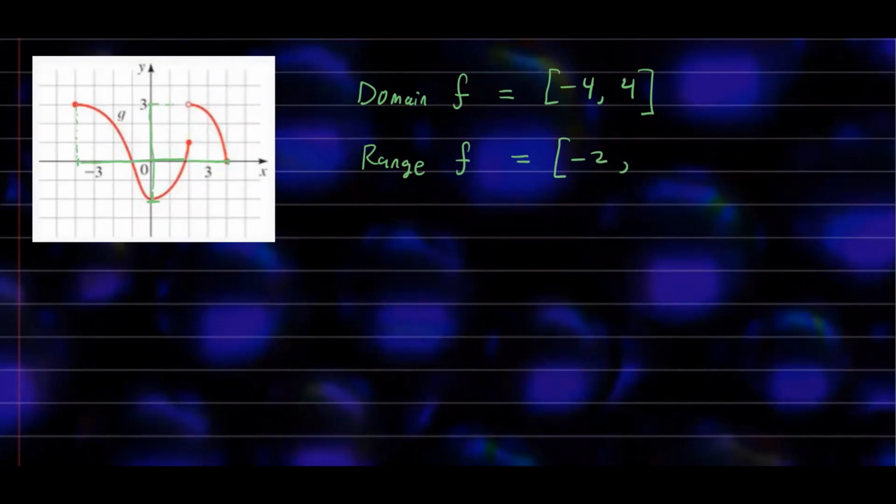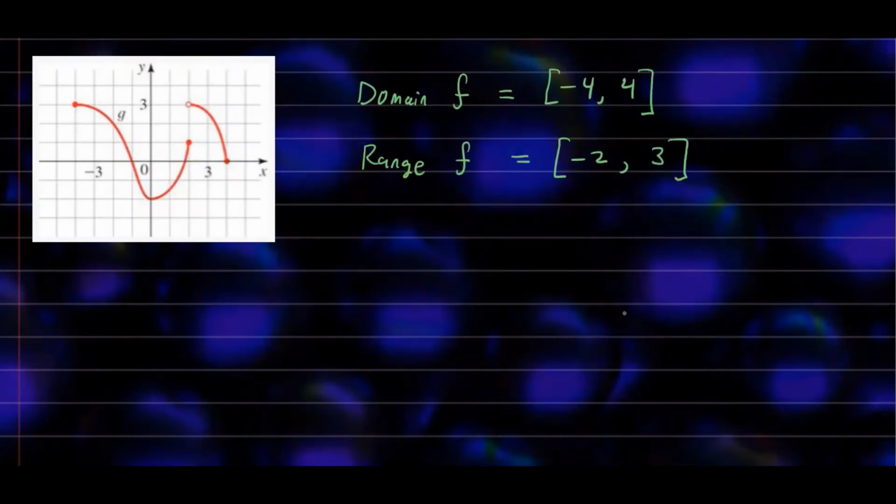Now you might say this is open, but because of this point, that endpoint is actually closed. So we can say up to 3, again closed. So that would be our domain and range for this particular function.